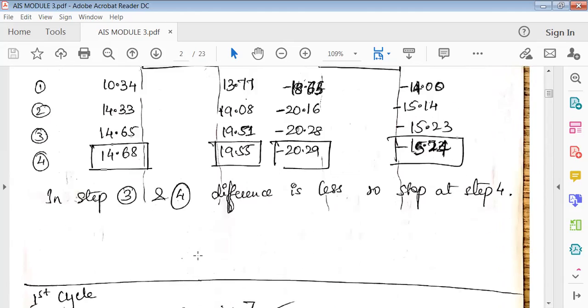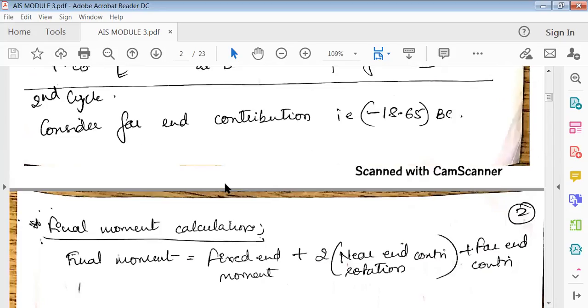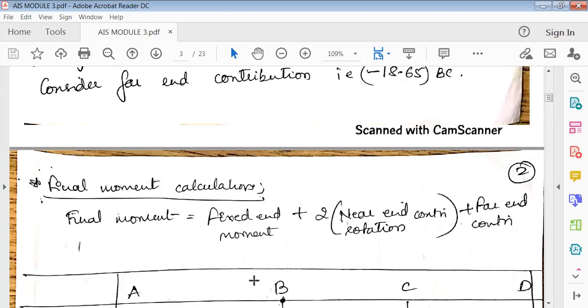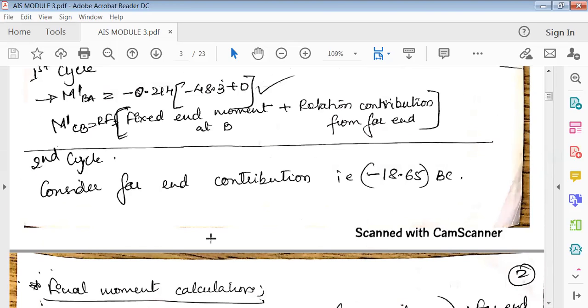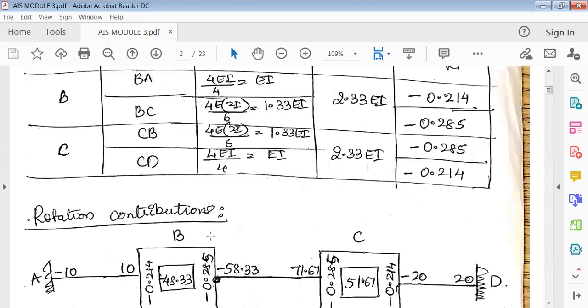All right. So once you carry out all the iterations, okay, within 3-4 steps, then you need to directly calculate the fixed end moments, near end, far end, and final moments. Okay. The most important, see, when you're calculating the final moments, it is fixed end moments plus 2 times near end contribution and far end contribution. Okay, this I'll further tell you when I explain in the example problem. So as of now, what you're supposed to know is the steps and all the same.